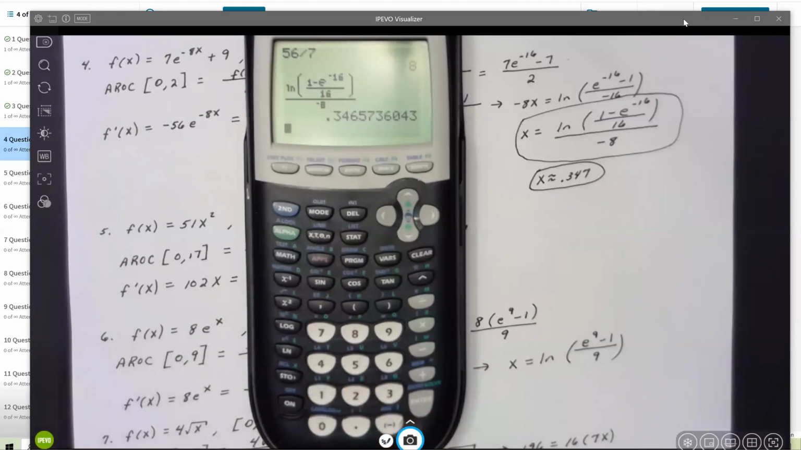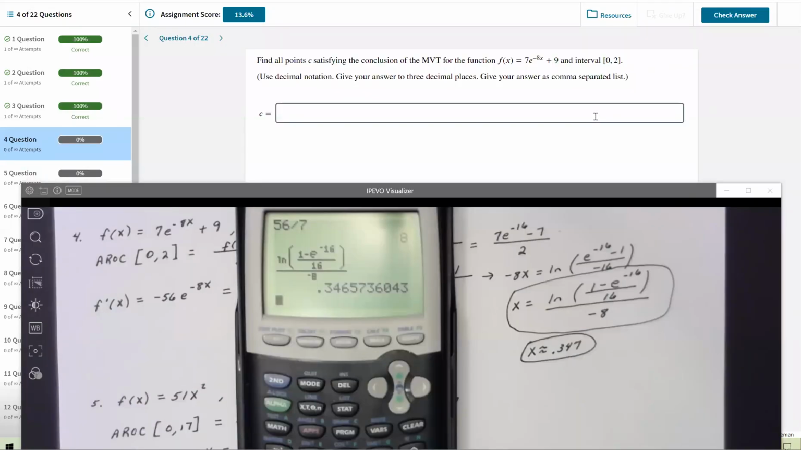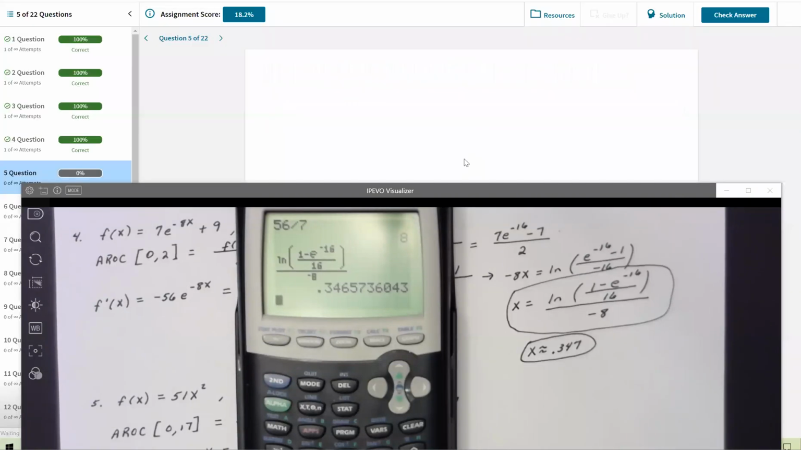And we get 0.347, which matches what I got when I tried this earlier. Let's see if Achieve agrees with that. 0.347, check answer, correct.